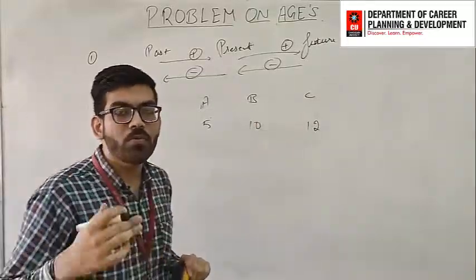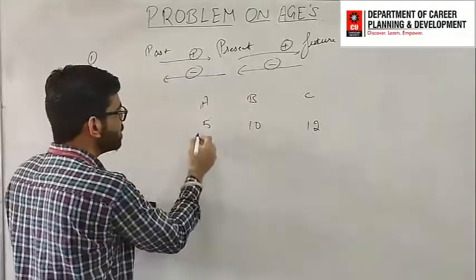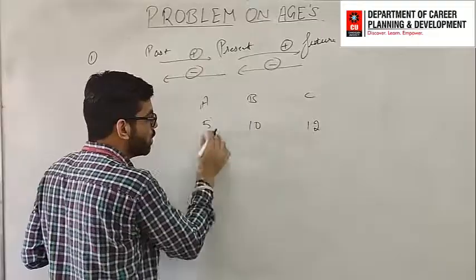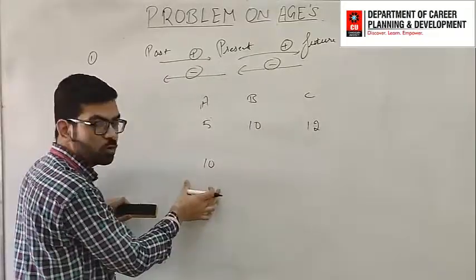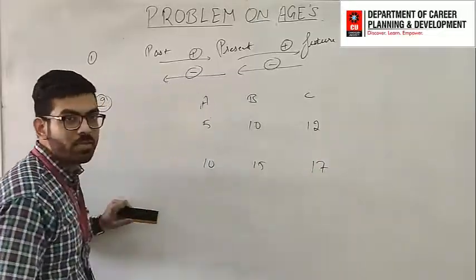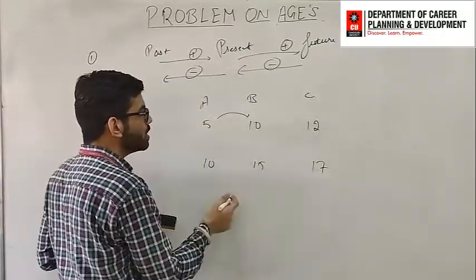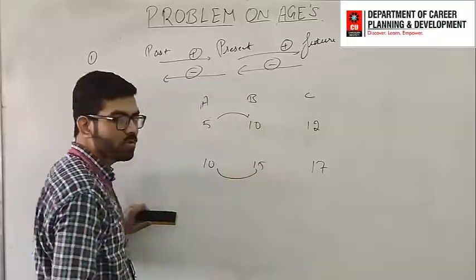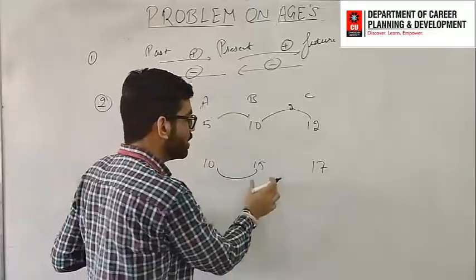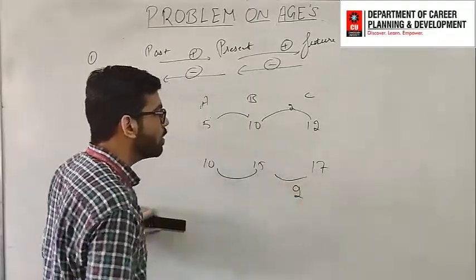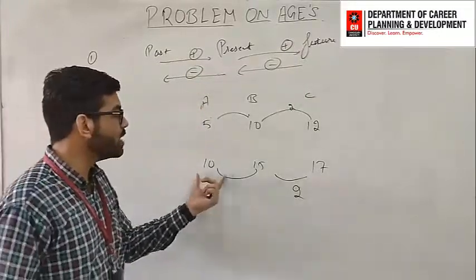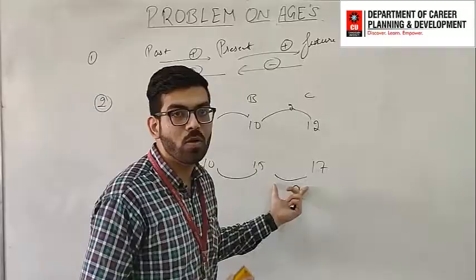If we are talking about 5 years later, it means you have to add 5 to each number. Again the difference should be the same. When you add 5, 5 goes to 10, 10 goes to 15, and 12 goes to 17. As you can see, the difference between the first two ages is 5. In the same way, the difference between the other two ages is 2. So just remember the one basic concept to solve questions on ages: the difference between two persons' ages is always the same.